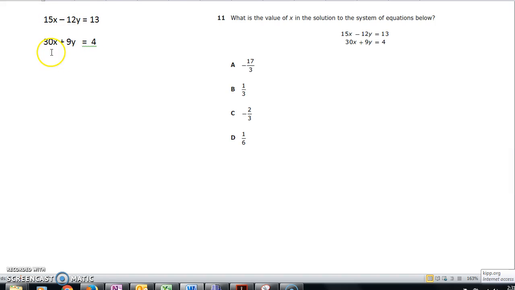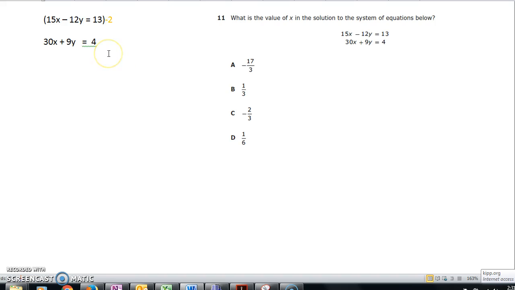and then I'm going to try to get opposites for my variables, like a positive 2 and a negative 2, a positive 10 and a negative 10. 15 and 30 are not opposites. Negative 12 and positive 9 are not opposites either. So I need to force my equations to become opposites. Right here, immediately I'm thinking that 15, if I multiply it by 2, will give me 30, which is close. I want the opposite of 30, which is negative 30. So I'm going to take this whole top equation and multiply it by negative 2.